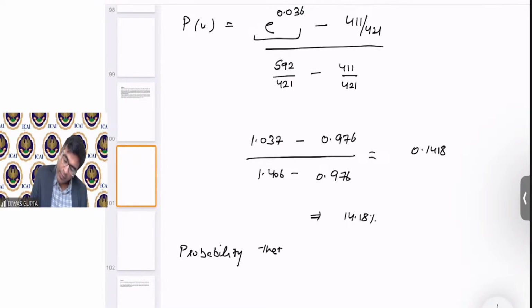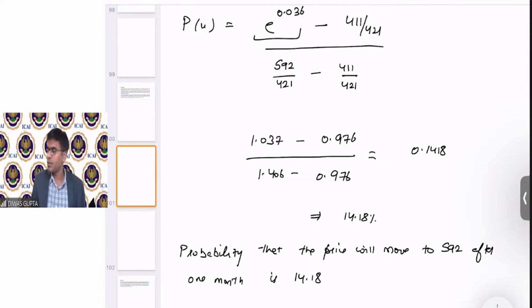that the price will move to 592 after 1 month is 14.18 percentage. Now, the 3.6% we have assumed to be what is given, because if you see, e raised to the power 0.036 is given already, right? So we have assumed it is for the same period for which the discounting is needed. Okay. Tanisha, yes, you're right.